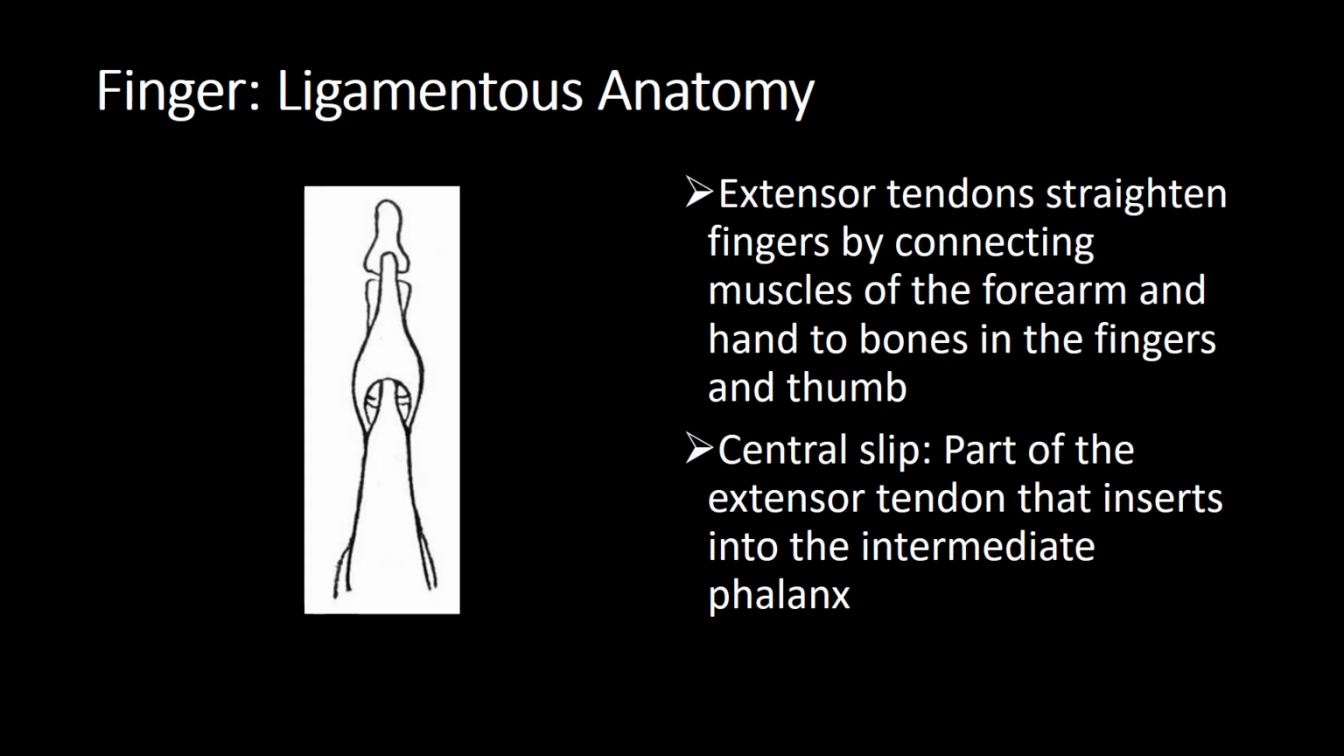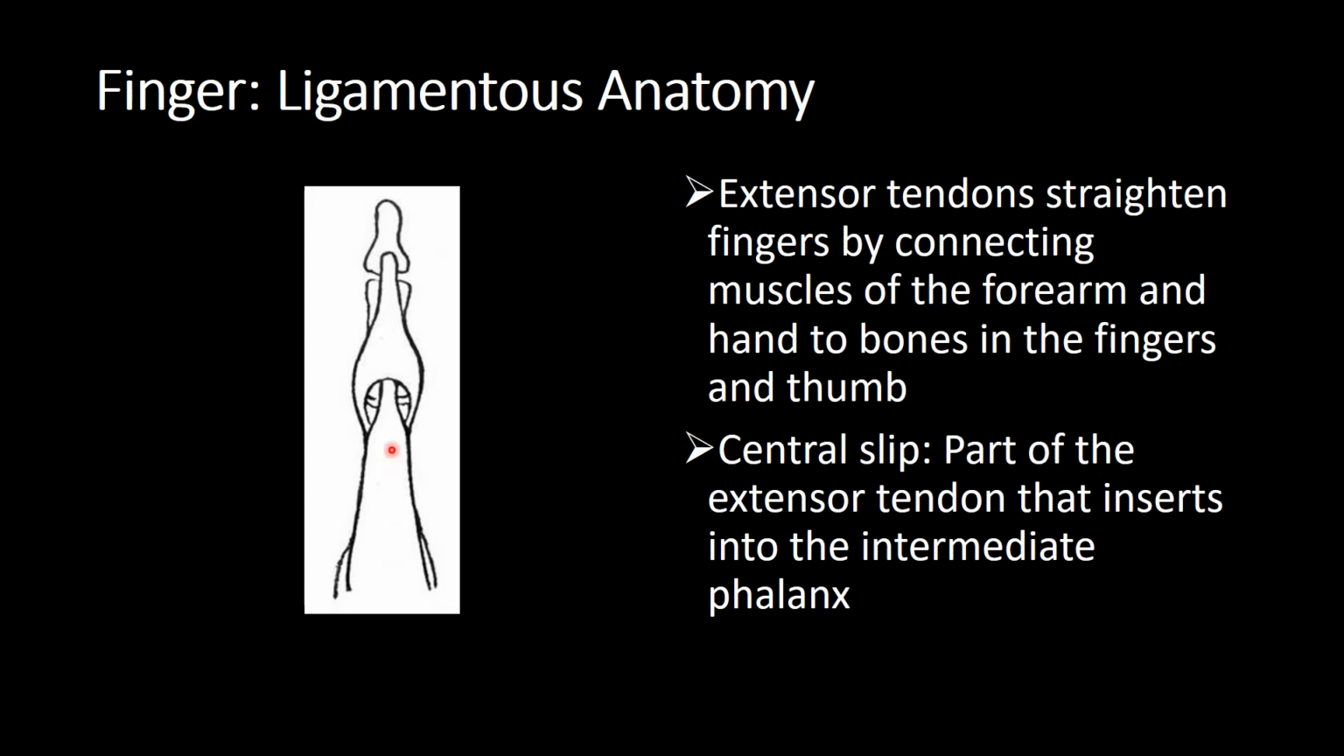Fingers are made up of complex ligaments and tendons. On this image, we're looking at the dorsal aspect of the finger, and specifically, we're looking at the extensor mechanism. Now, our extensor tendons straighten the fingers by connecting muscles of the forearm and the hand to the bones in the fingers and thumb.